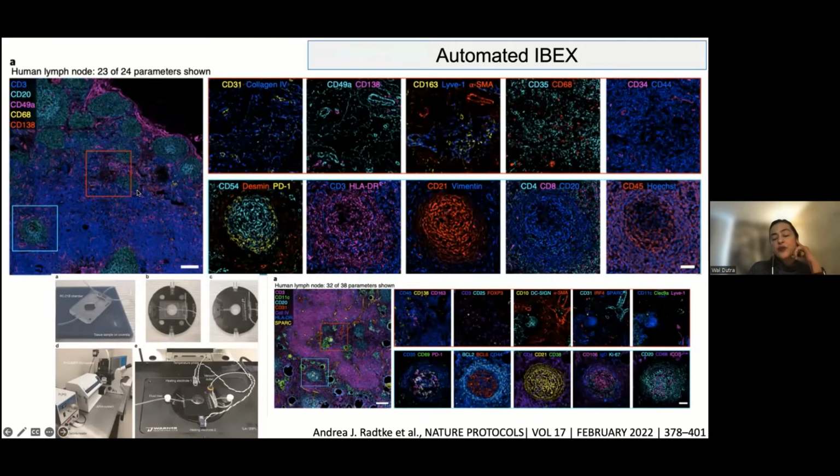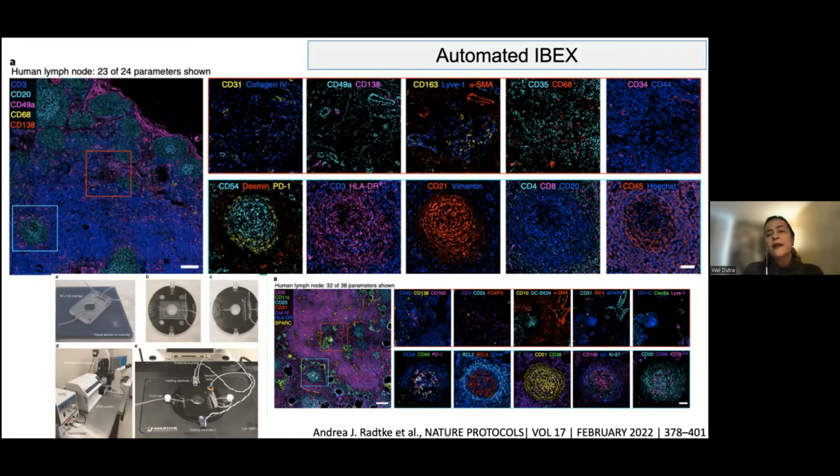This figure here I just put to show you a brief comparison between the images that she gets from the automated IBEX, which is the one using the machine from the very beginning, with the manual IBEX. I'm not calling attention to particular molecules here because they are in different colors in the two comparisons. But as you can see, the intensity of the staining and the organization of the different structures in the automated system is very similar to what you see in the manual IBEX.